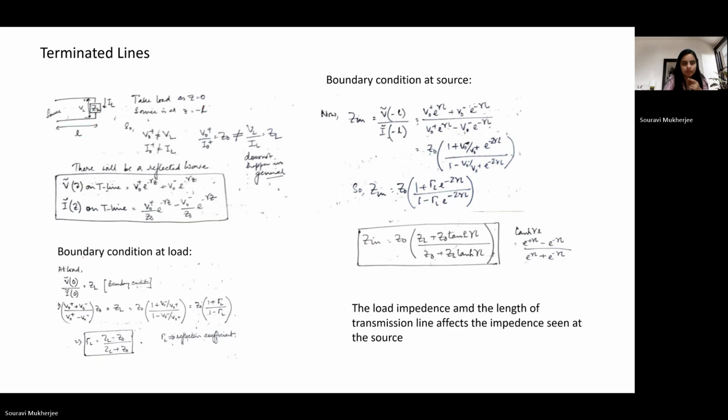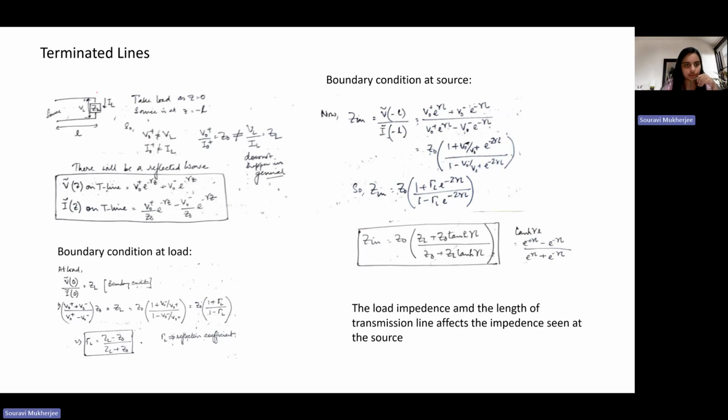Now, what it is telling you is that V naught plus and I naught plus are not equal to VL and IL, right? So there has to be some relation between the voltage and the current at the source side and the load side.